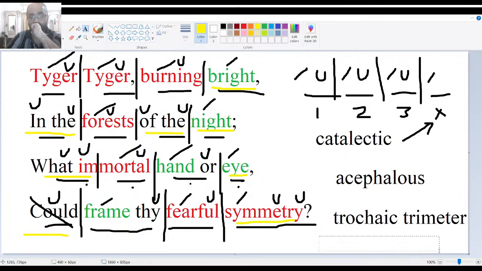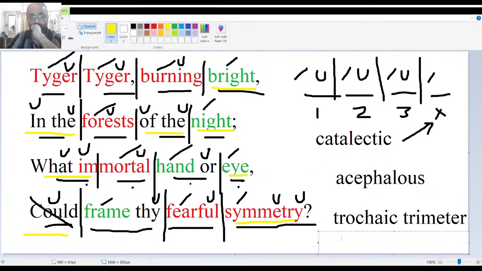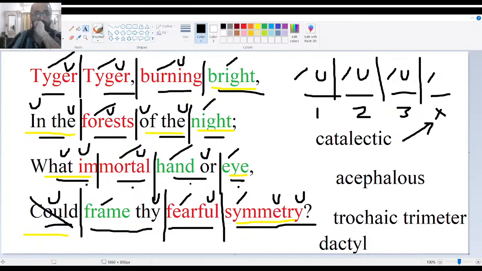A dactyl is a foot where you find one stressed syllable followed by two unstressed syllables. Okay, are there any questions?